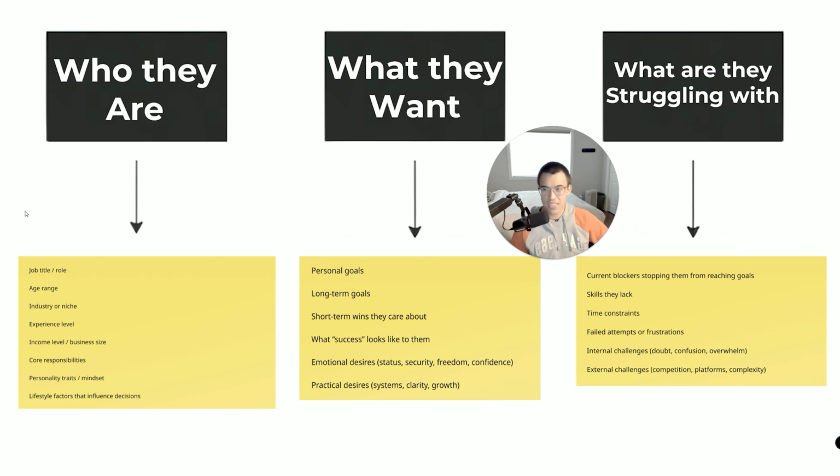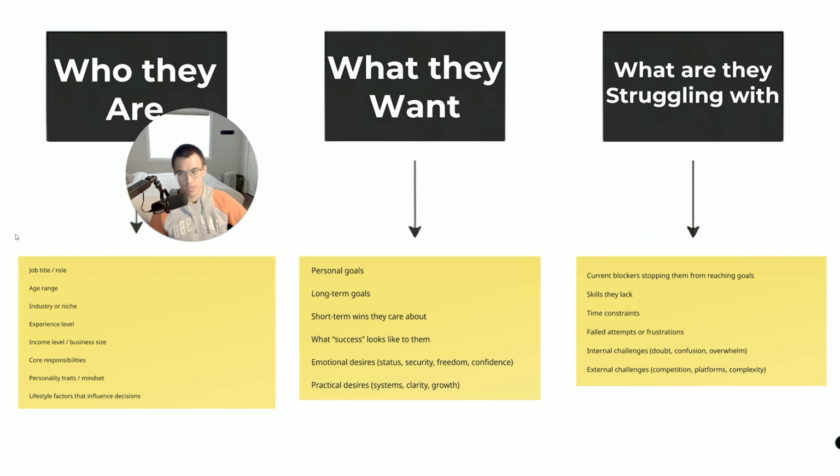So for example, you're not going to talk about memes to a brand owner who's like 50 years old. Next is what they want. So what are their personal goals, for example? What are their long-term goals? What are the short-term wins they want to see and what does success look like to them? Or what are their emotional desires or practical desires? And you note these down so that when you make your videos, you can have these in mind so you can just appeal to those exact things.